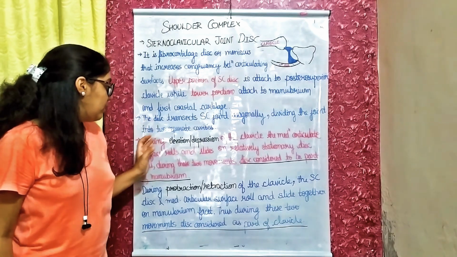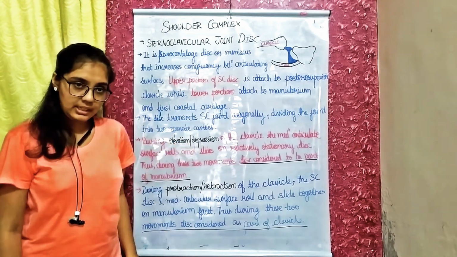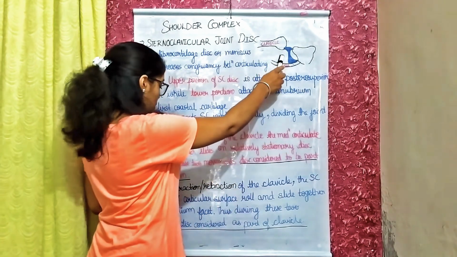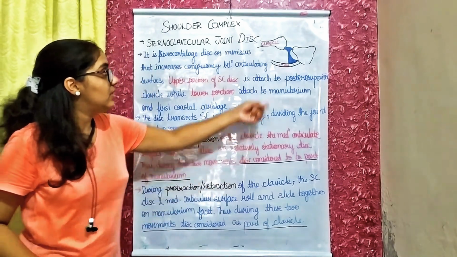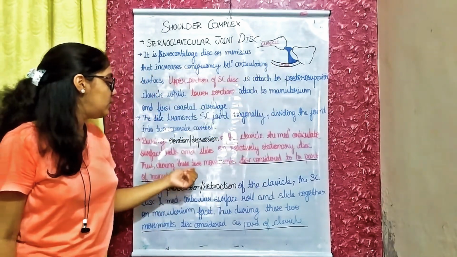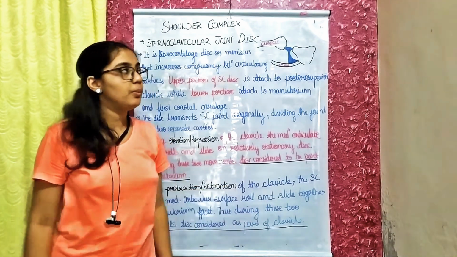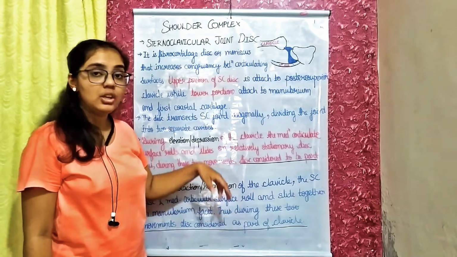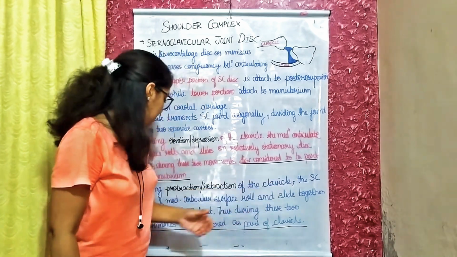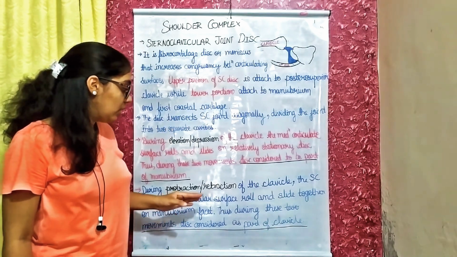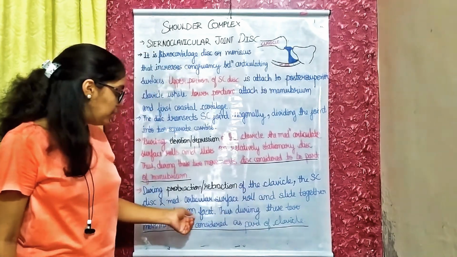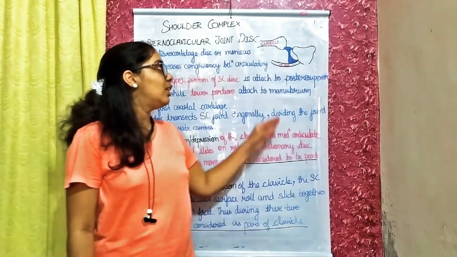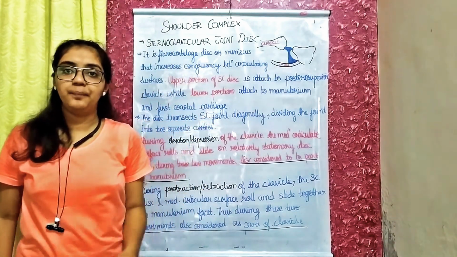Here it is written that during elevation and depression of the clavicle, the medial articular surface rolls and slides on the relatively stationary disc, and thus during these two movements the disc is considered to be part of the manubrium sterni. While during protraction and retraction the opposite happens: the clavicle and the sternoclavicular disc roll and slide together on the manubrium facet. Thus, during protraction and retraction, the disc is considered to be part of the clavicle.